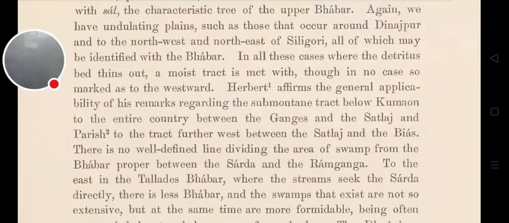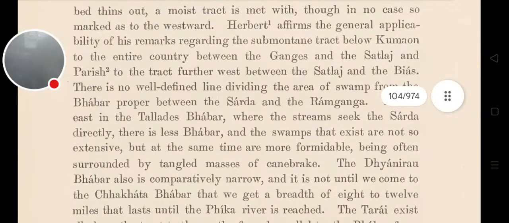Herbert affirms the general applicability of his remarks regarding the submontane tract below Kumaon to the entire country between the Ganges and the Sutlej, and perhaps to the tract further west between the Sutlej and the Beas. There is no well-defined line dividing the area of swamp from the Bhabar proper between the Sarda and the Ramganga.